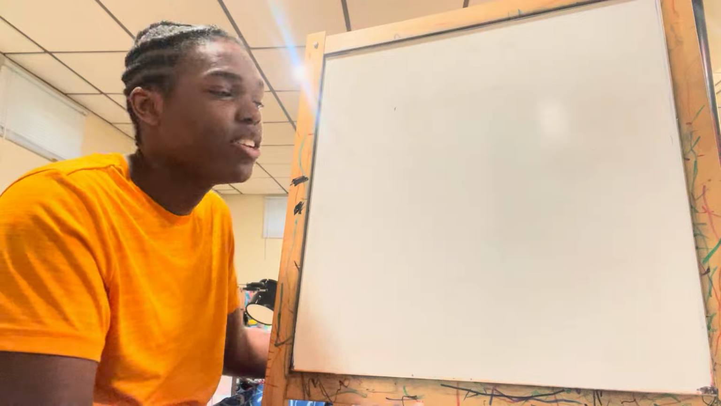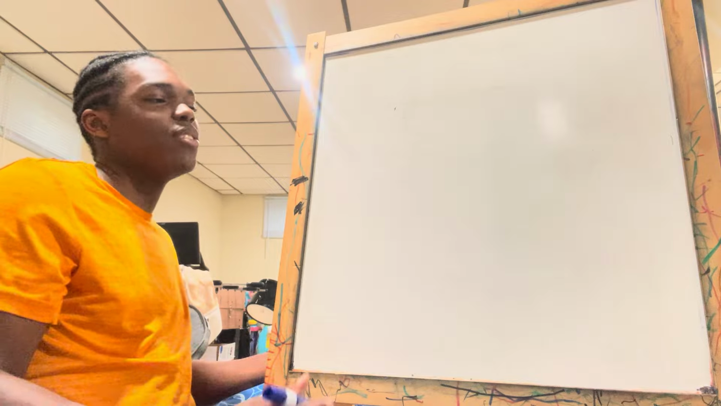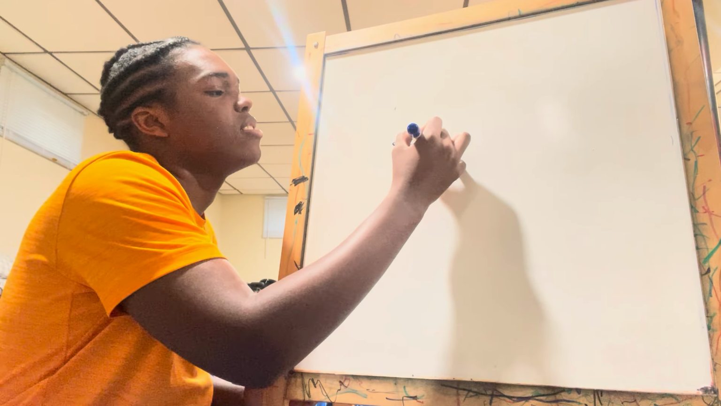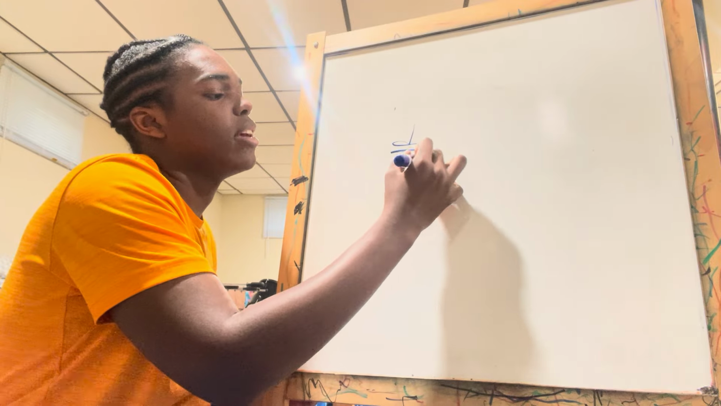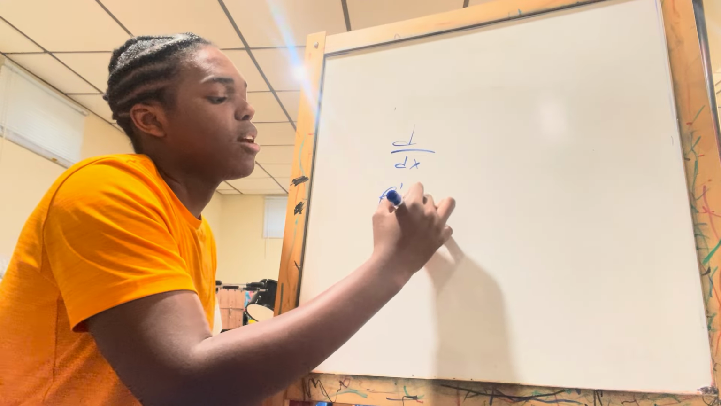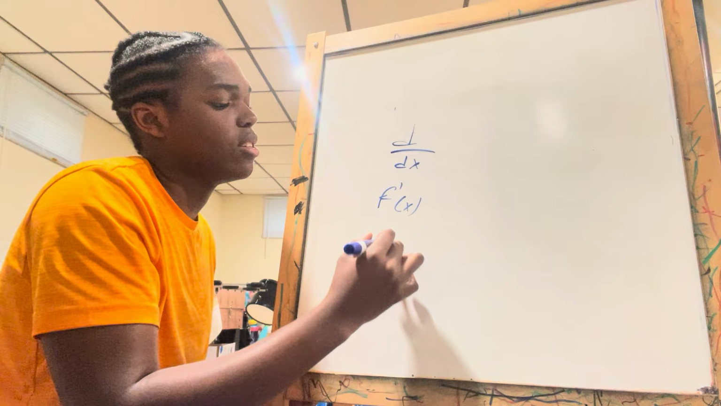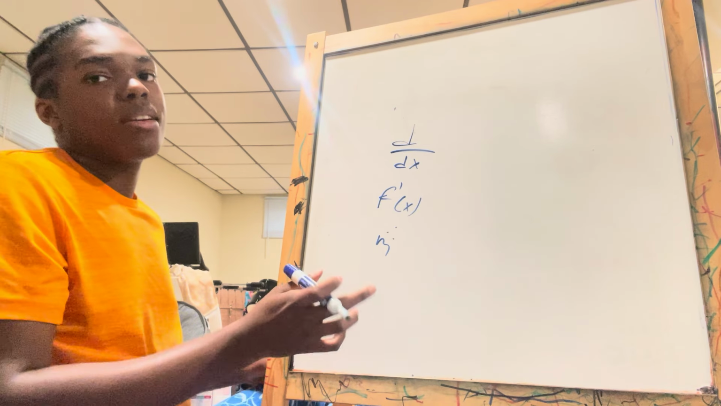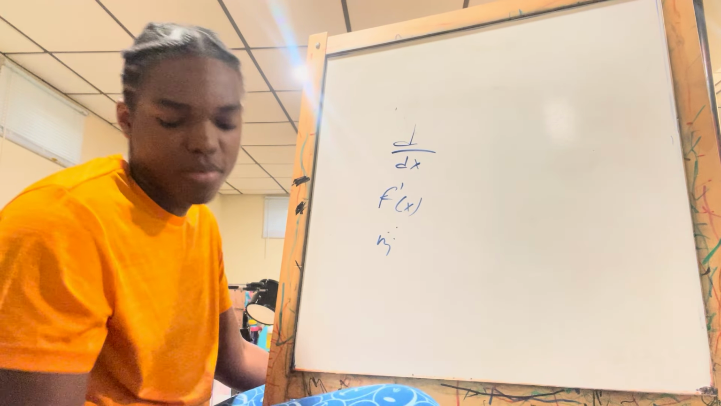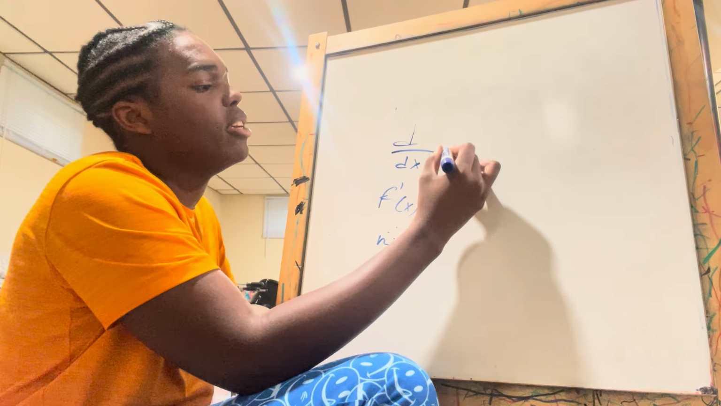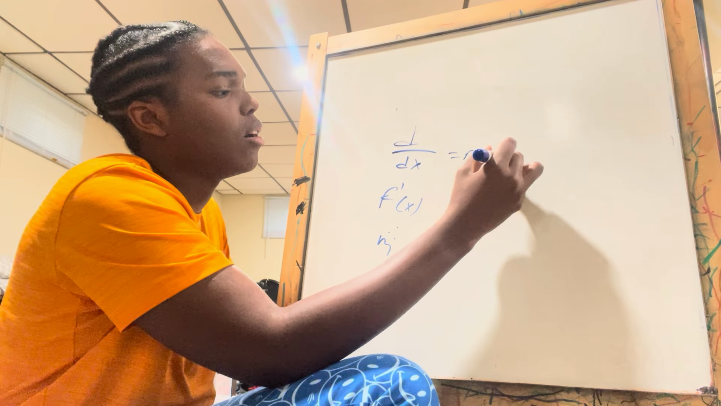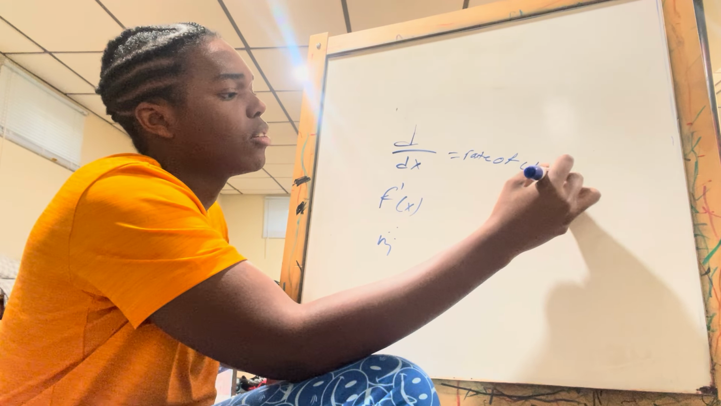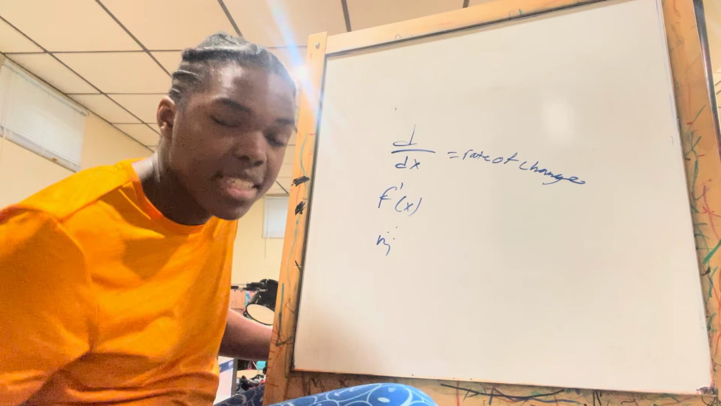Today we're going to have an intro to derivatives. Now, derivatives are this scary looking thing over here: d over dx, or you've probably seen f prime of x, or you've probably seen a dot. All these things mean derivative. Now, all derivative means is rate of change. So think of it as a slope.